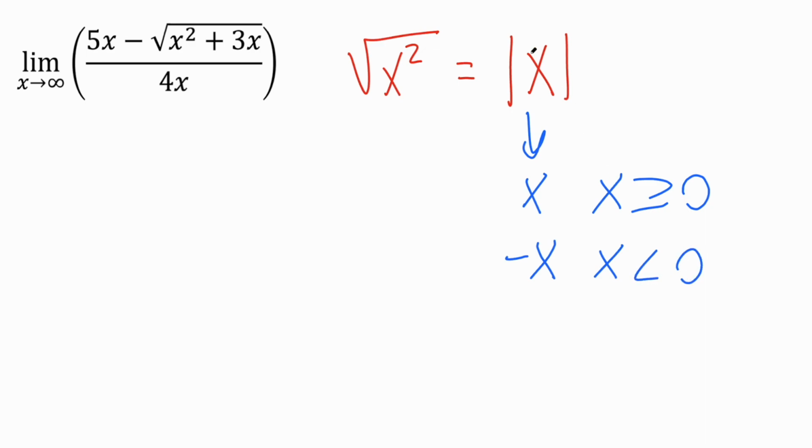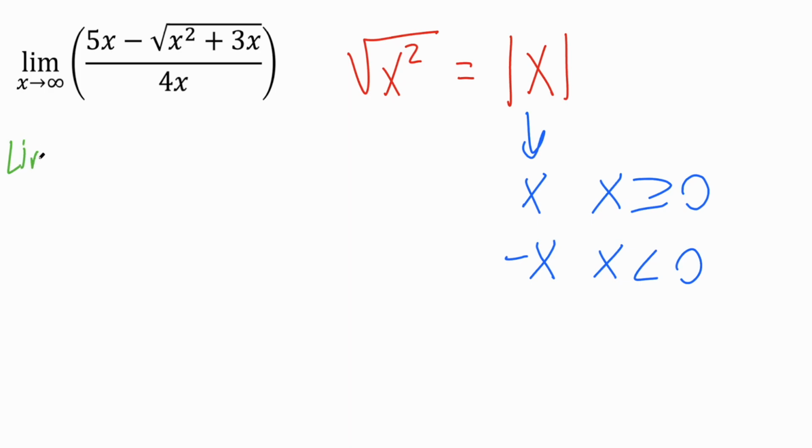So let's think about this. If x is negative 1, the absolute value of negative 1 is equal to 1. Likewise, negative times negative 1 gives you a positive 1. And so when we do this problem, we have to consider all of this information.